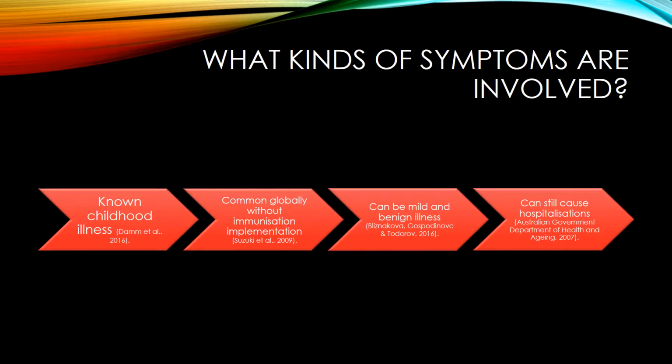Although it can affect adolescents and adults, it is known as a prevalent childhood illness which is more common globally where immunization is either not implemented or introduced at all. In most cases with children, symptoms can be mild, and 1/3 of cases in prepubescent children has remained subclinical and illness is benign. However, that does not rule out that this disease can cause hospitalizations in some cases.